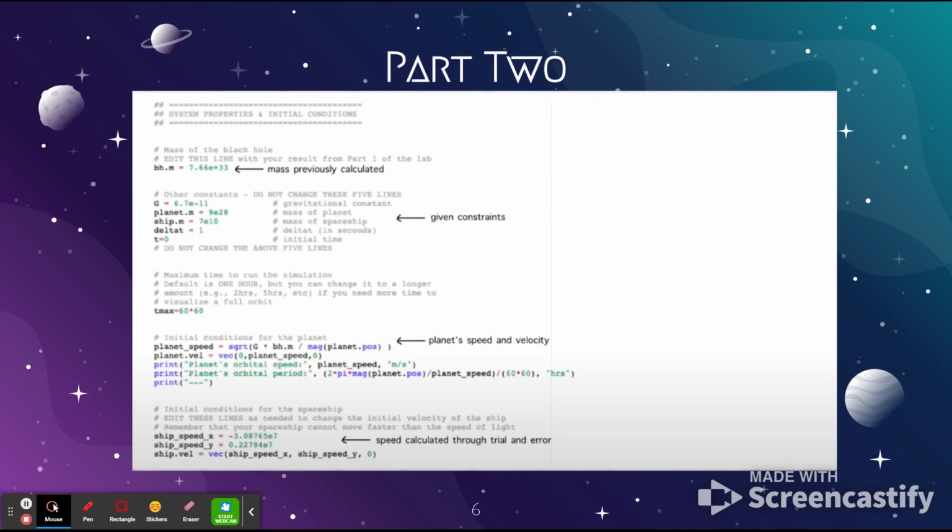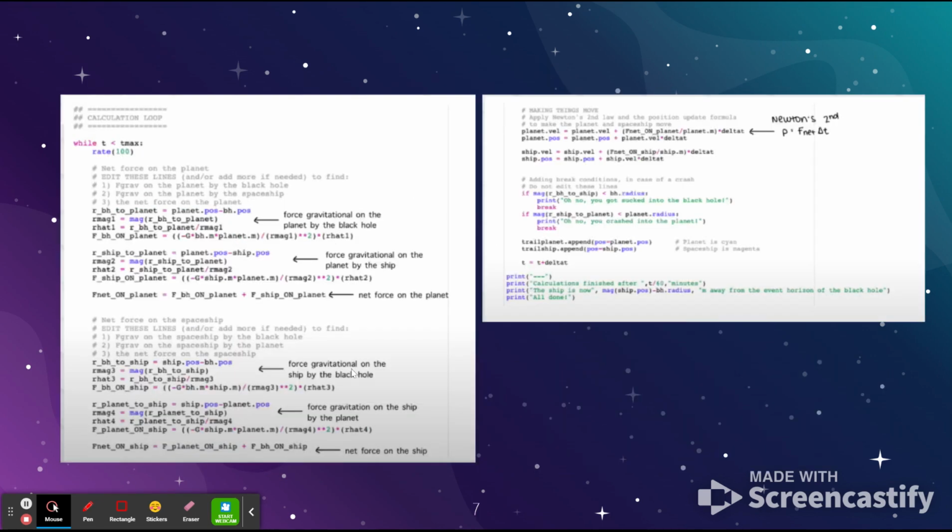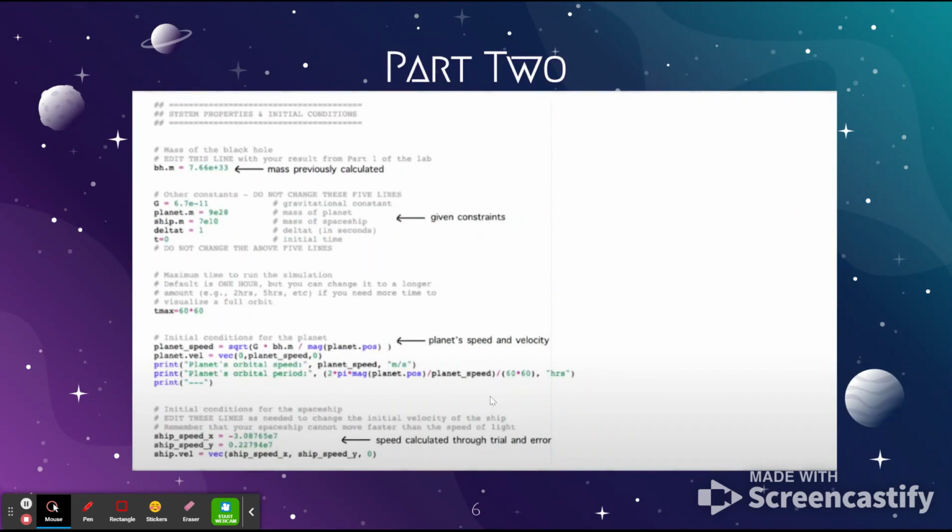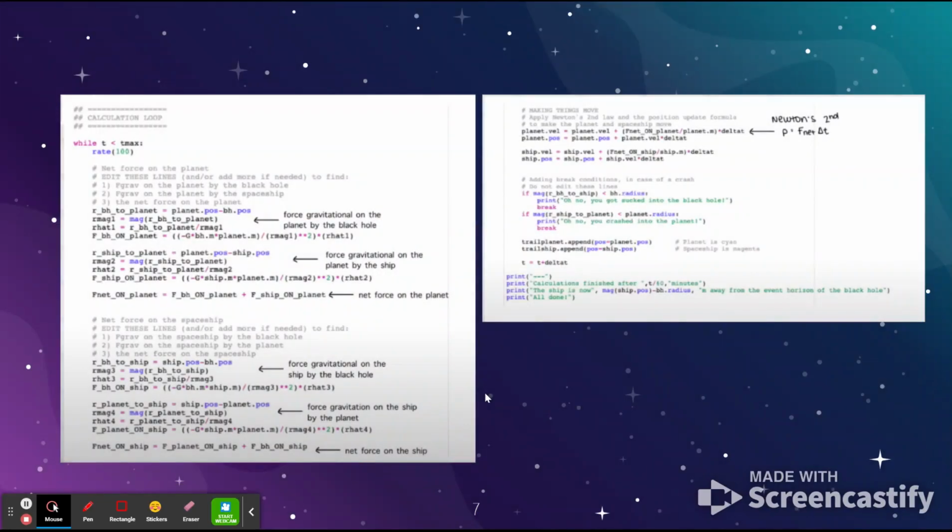Then in part 2, we first entered the mass that we previously calculated for the black hole, and then we see these are the given constraints. And for the planet speed and velocity, we have this code, and the speed is calculated through trial and error. Then you have the gravitational force on the planet by the black hole, the gravitational force on the planet by the ship, the gravitational force on the ship by the black hole, and the ship by the planet.